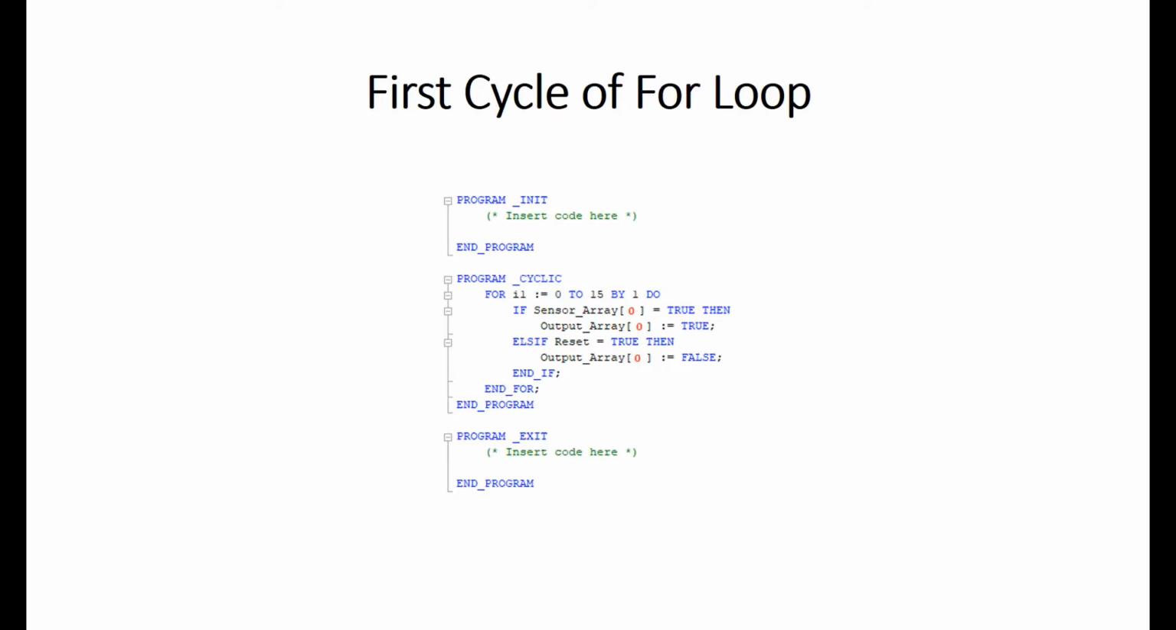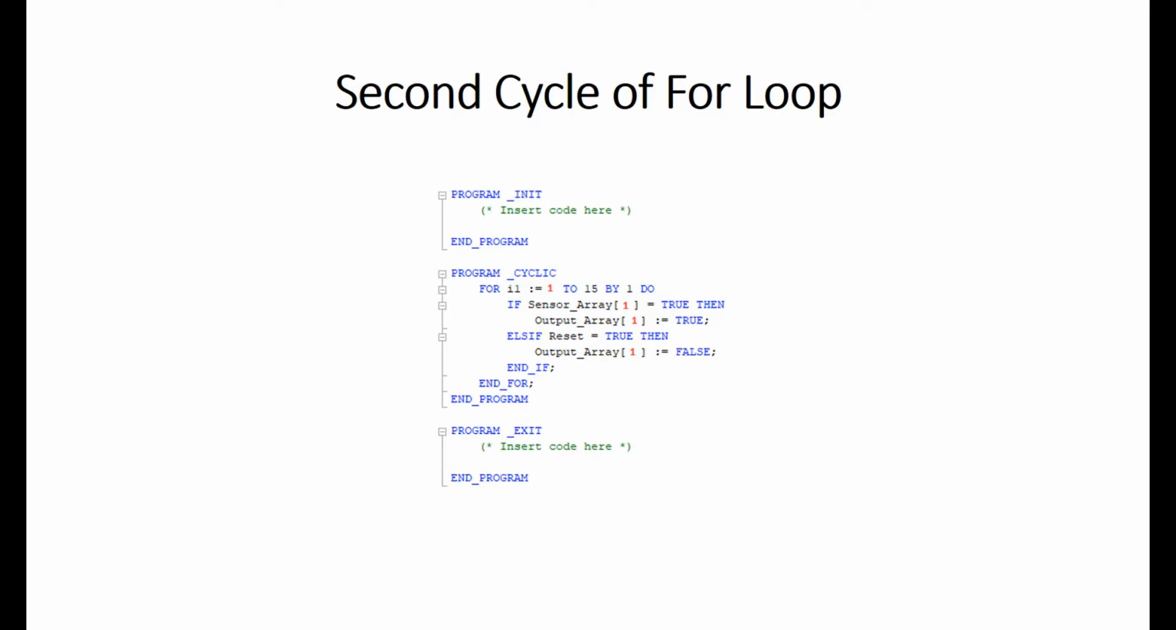So the first cycle of the loop is how this works out. Basically, since in my program I've created i1 to equal 0, everywhere we had i1 previously is going to change to 0. So my sensor array 0, my output array 0, is what it's going to index to. You can see that's what I created here in this program, and that's how it's going to run.